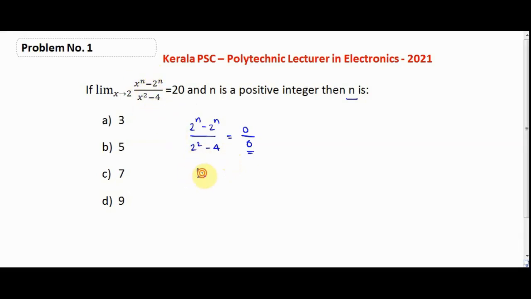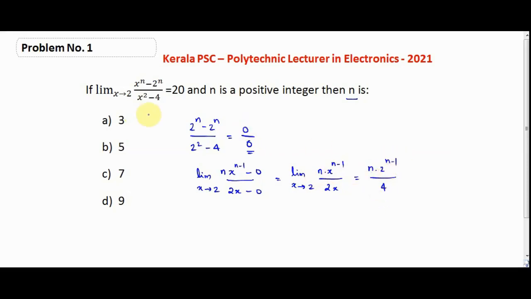So we will get it as limit x tends to 2, (n into x^(n minus 1) minus 0) divided by (2x minus 0). So we are getting it as limit x tends to 2, n into x^(n minus 1) divided by 2x. Now let's substitute x equal to 2 in this expression. What we get is n into 2^(n minus 1) divided by 2 into 2, that will be 4.